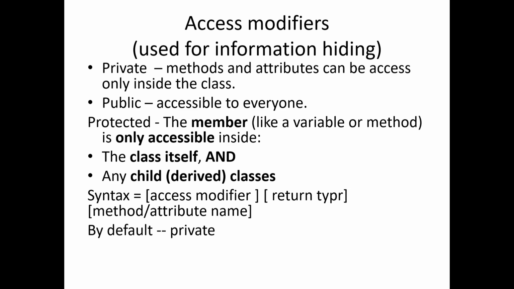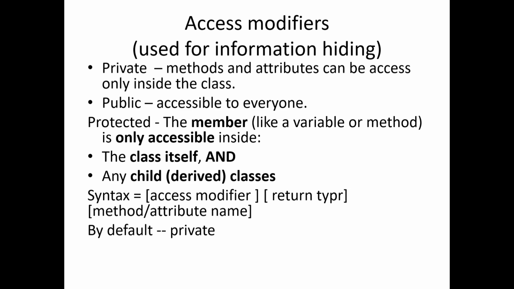So what is the public access modifier? This modifier allows all the attributes and the methods of the class to be accessible to everyone, that is, these methods and attributes are accessible within other classes also. And the third one is the protected access modifier, which allows the attribute or the method to be accessible only inside the class itself and any derived class. The derived class is a concept of inheritance.